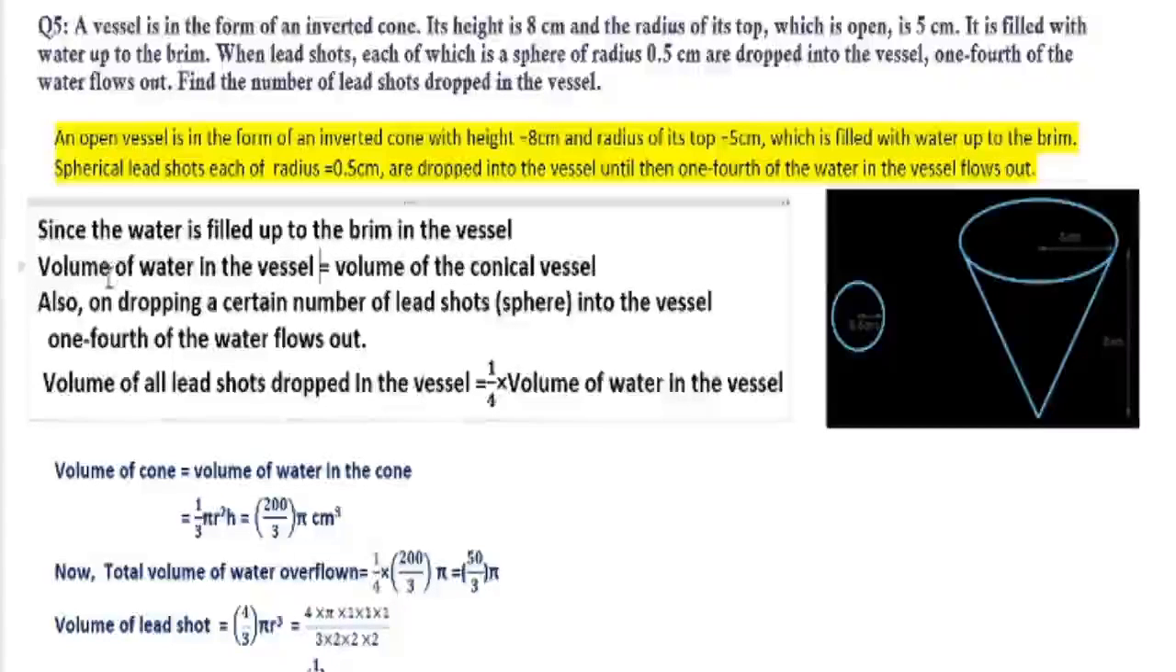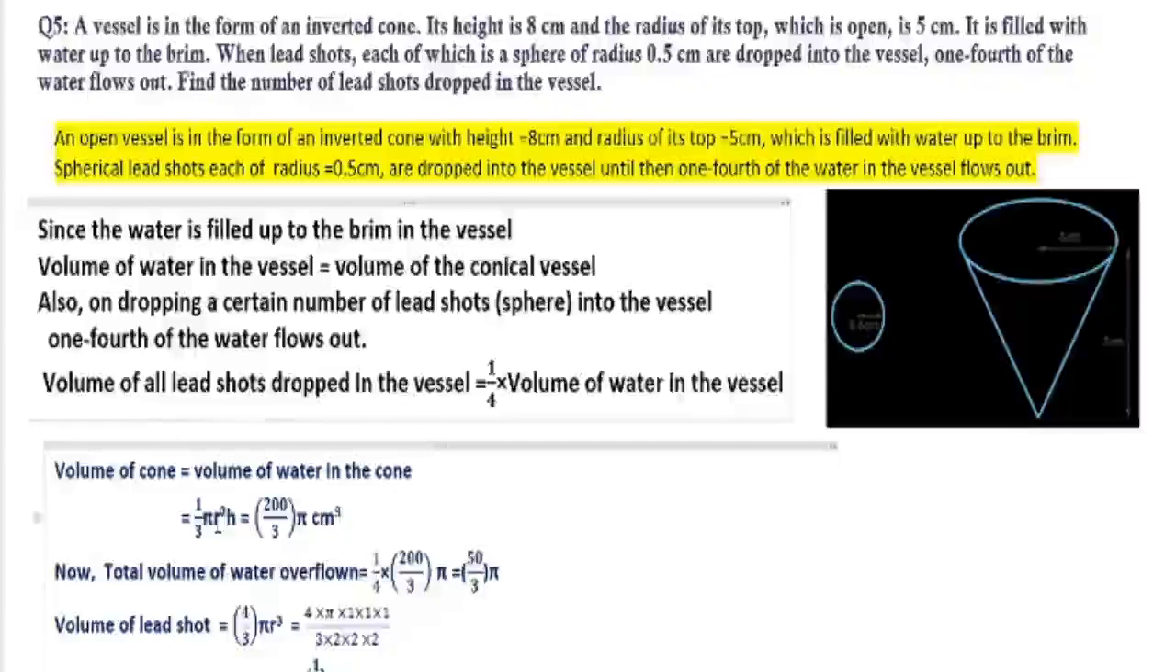Here we can write, the volume of water in the vessel is equal to the volume of the conical vessel. Also, on dropping a certain number of lead shots into the vessel, 1/4 of the water flows out. That means the volume of all lead shots dropped in the vessel is equal to 1/4 the volume of the vessel. Now we have to find out the volume of the vessel.